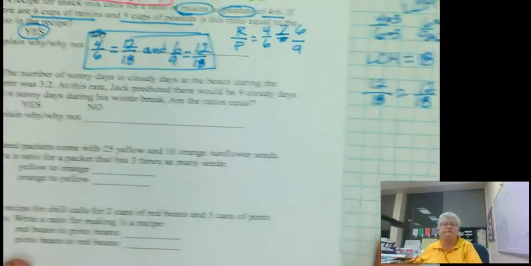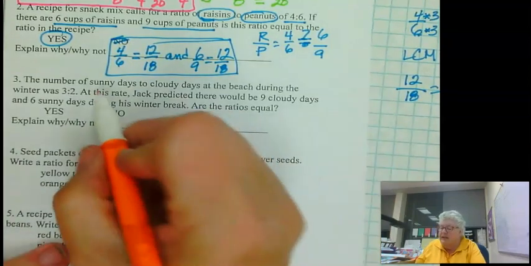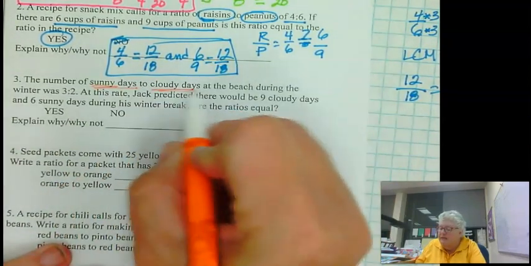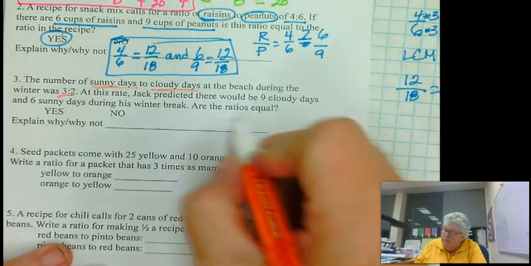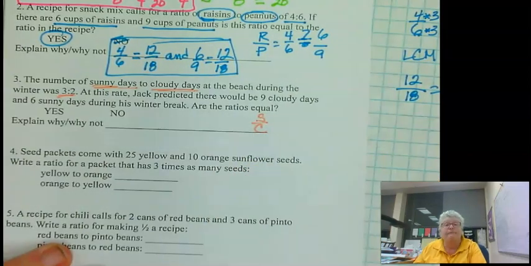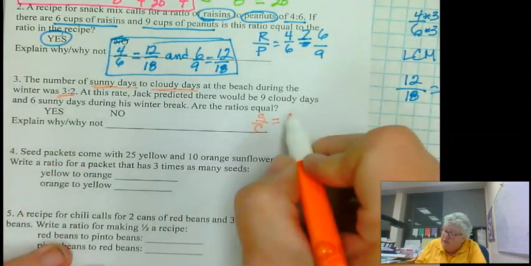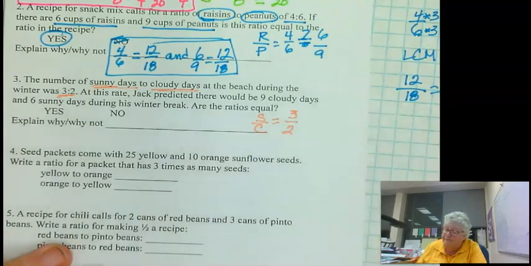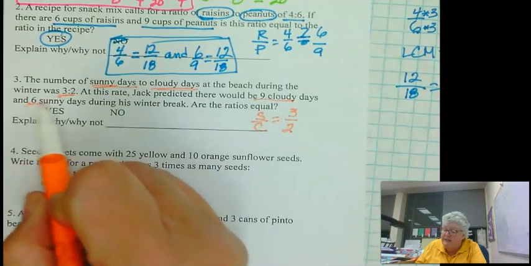Third one. We're looking at the number of sunny days to cloudy days at the beach during break. All right. And that sunny days to cloudy days is 3 to 2. Sunny to cloudy is 3 to 2. So we're going to have 3 to 2. Now, at this rate, Jack predicted there would be 9 cloudy days and 6 sunny days.